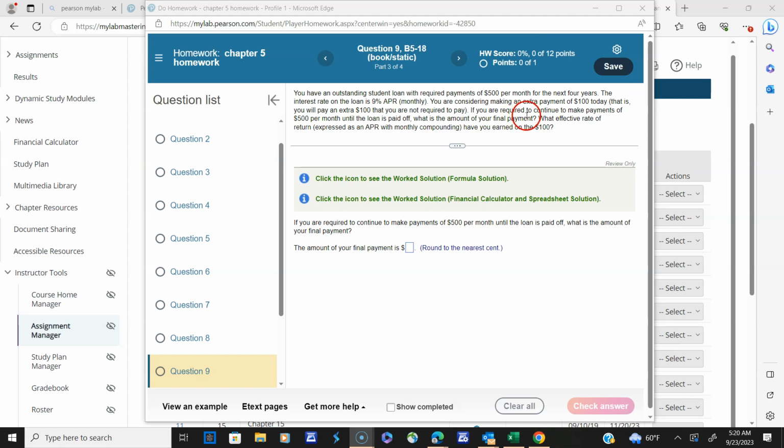So that's part 1. And then what effective rate of return, expressed as an APR with monthly compounding, have you earned on the $100, okay? So let us look at this problem using the spreadsheet. I think that would be the easiest thing.